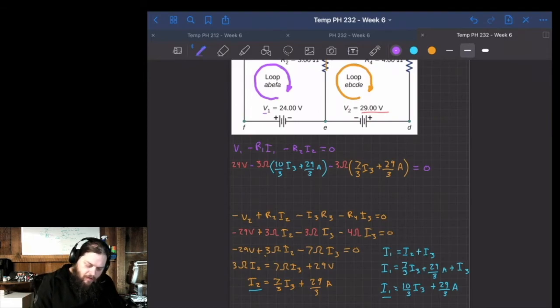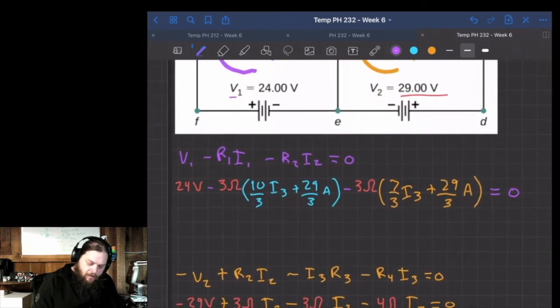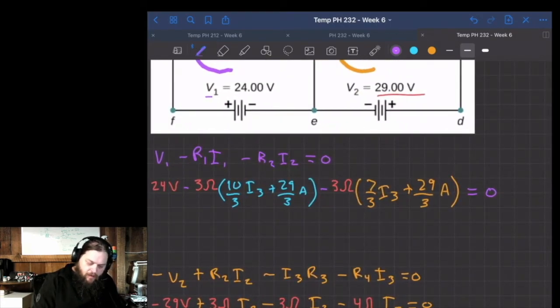Now this whole equation is in terms of I3, so we can just solve for I3. It looks kind of complicated with the fractions in there, but do notice that all the fractions have a 3 in the denominator, and now we're multiplying by 3 ohms. That does make it quite simpler. So mathematically, the 3's can all cancel out.